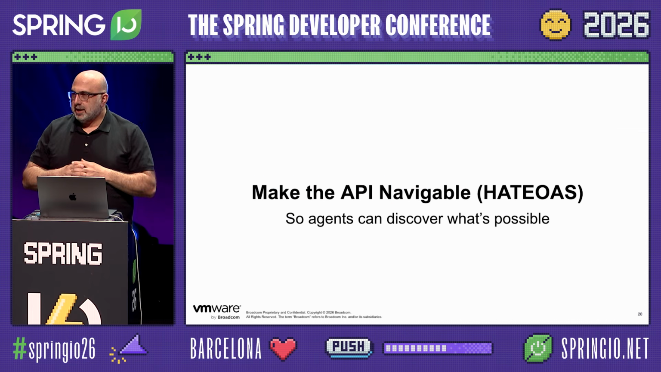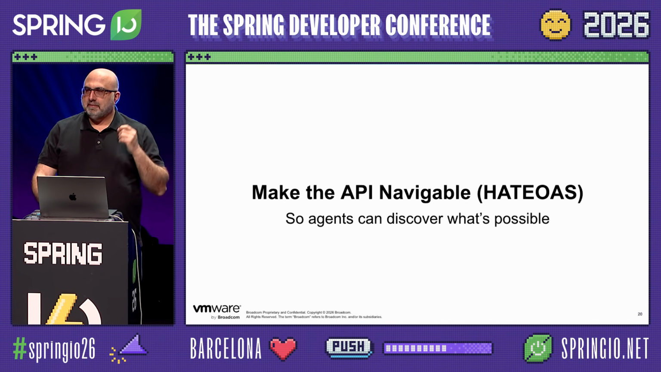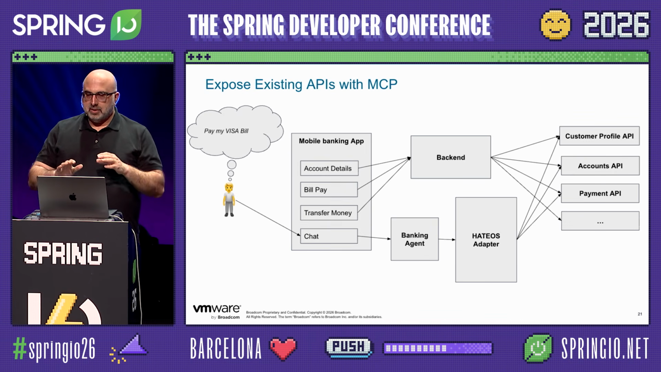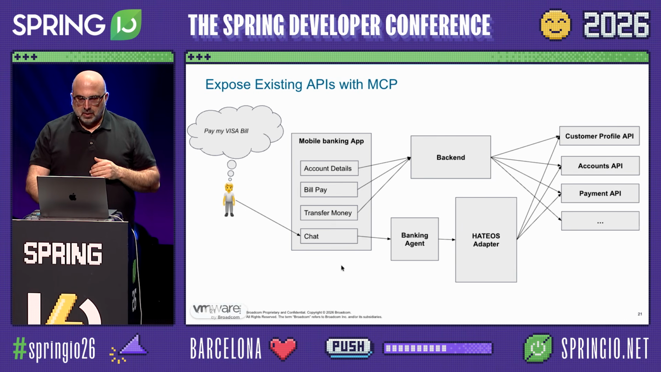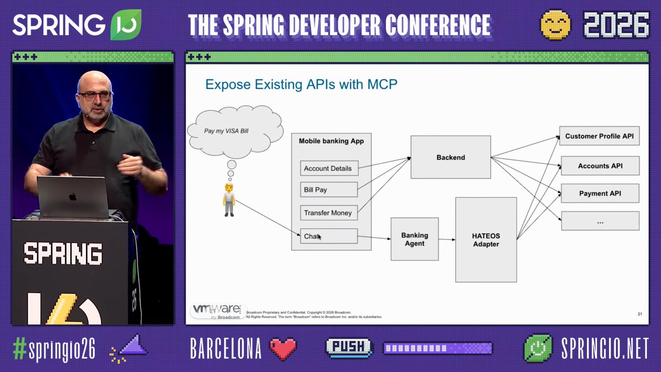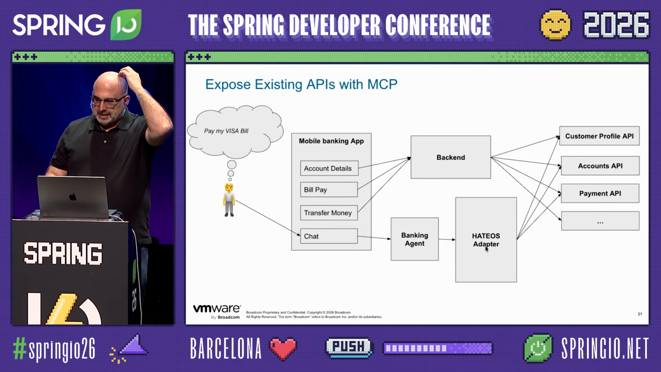We can make our APIs navigable so agents can discover what's possible. This is a very old idea. And so before I get there, let me give you a picture of what I'm proposing. So we still have the chat agent that's going to say, pay my bill. We're going to go to the banking agent. The banking agent is now going to call this HATEOAS adapter.